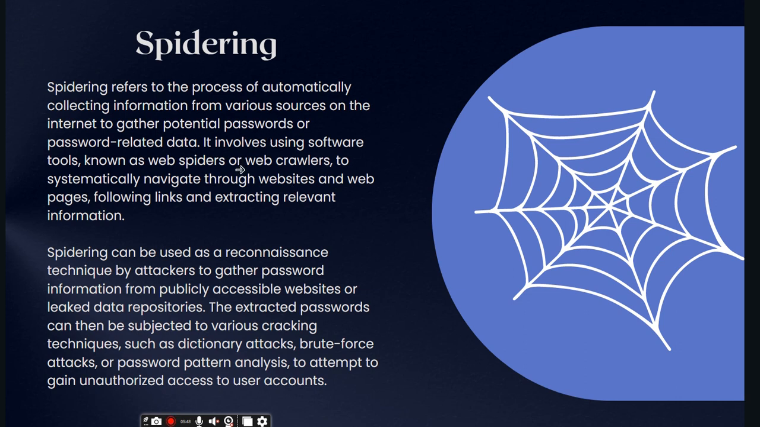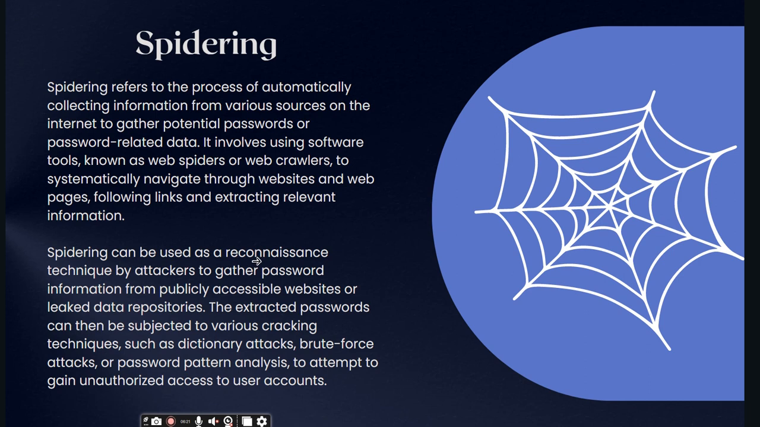Spidering. Spidering is the automated process of gathering information from diverse sources on the internet with the aim of acquiring potential passwords or password-related data. It entails the utilization of software tools, commonly referred to as web spiders or web crawlers, to systematically navigate through websites and web pages. These tools follow links and extract pertinent information.